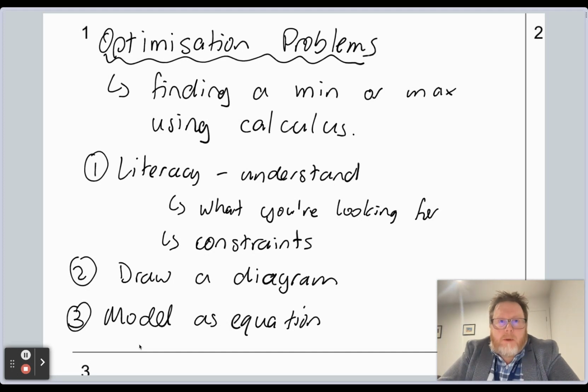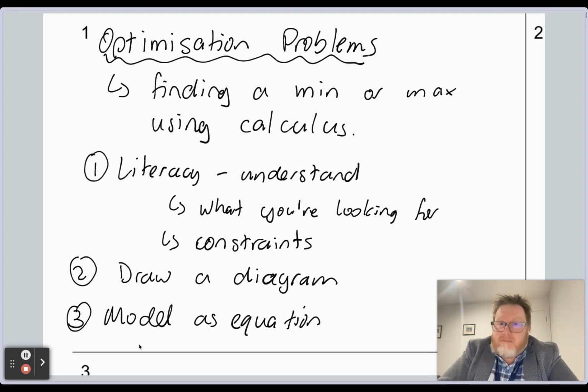Hi there. In this lesson, we're looking at optimization problems, something that you have tackled in previous years. We're going to have a look at it again, perhaps with some more technical problems. As usual, optimization problems are all about finding a maximum or minimum value given a particular scenario. And of course, in the calculus unit, we're using calculus techniques in order to find that maximum or minimum.